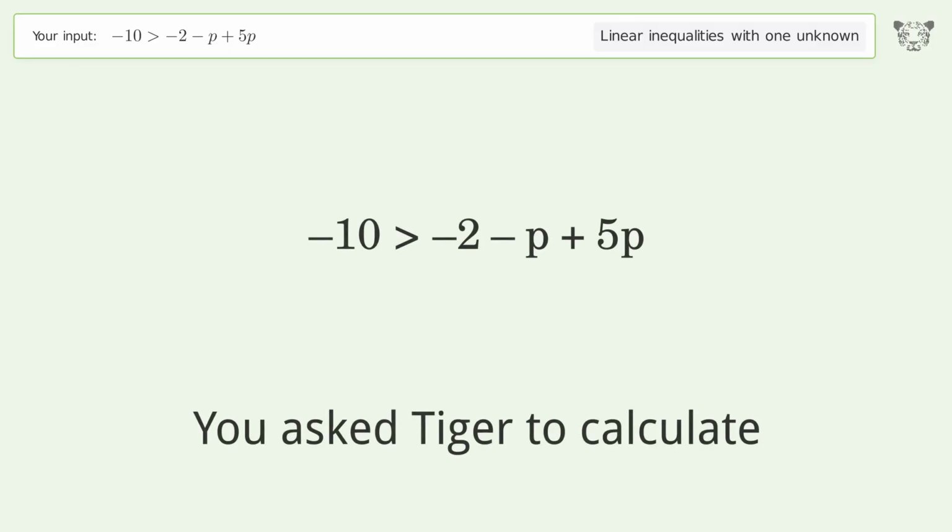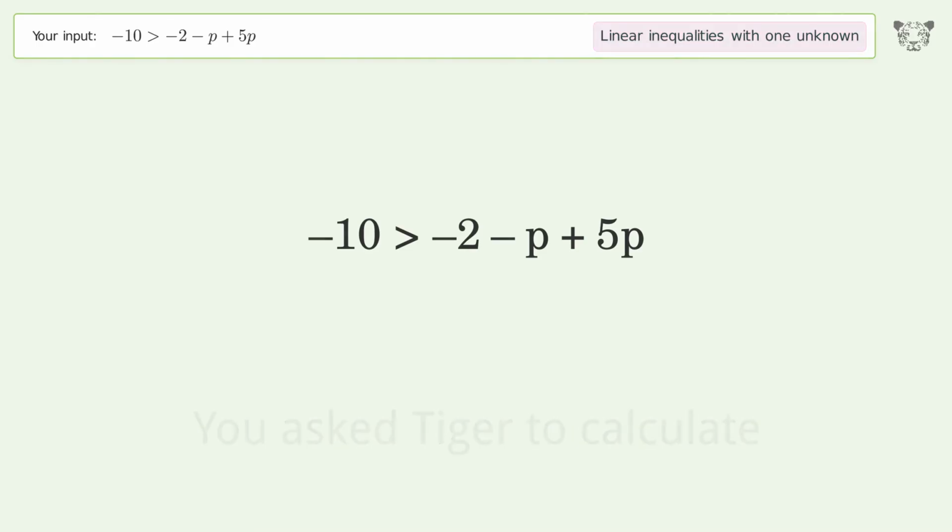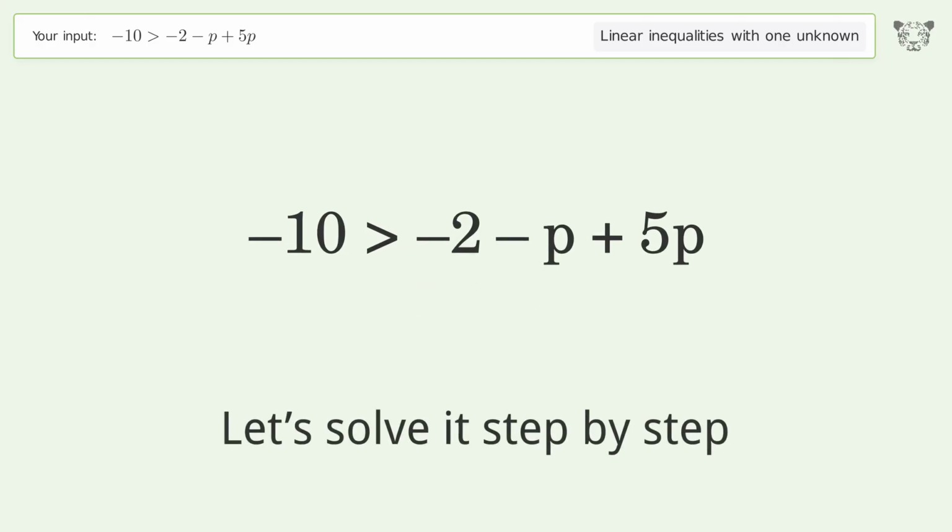You ask Tiger to calculate. This deals with linear inequalities with one unknown. The final result is p smaller than -2. Let's solve it step by step.